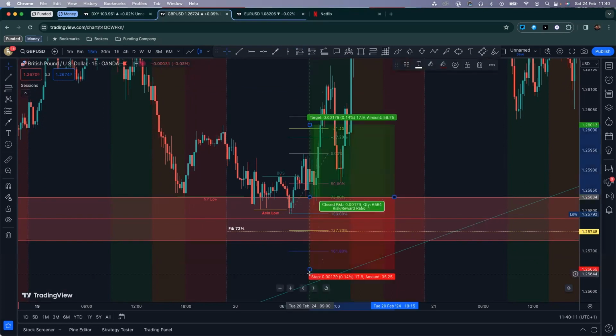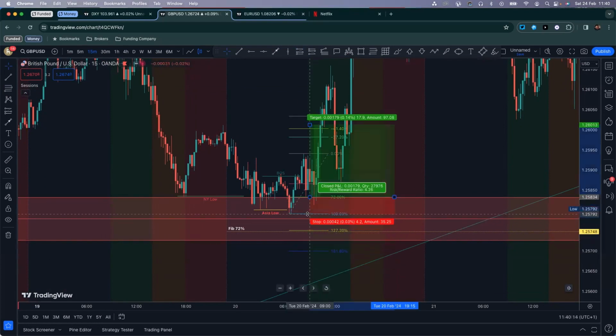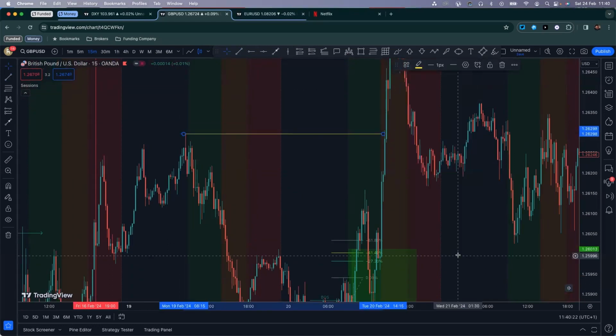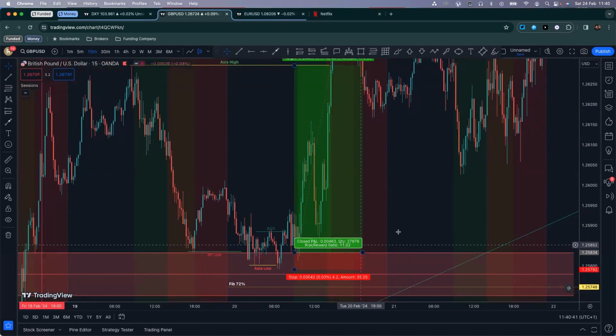Then we place our buy limit order at the 72% zone, stop loss just below 100%. Our target would have been this previous Asia high. Okay, that's the first trade of the week. You had an 11-hour trade, easy.